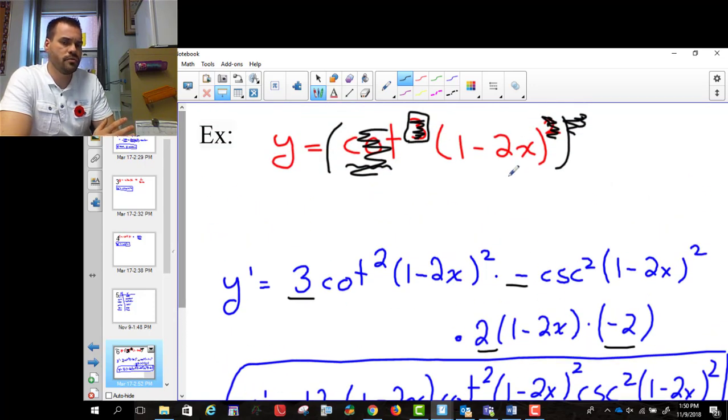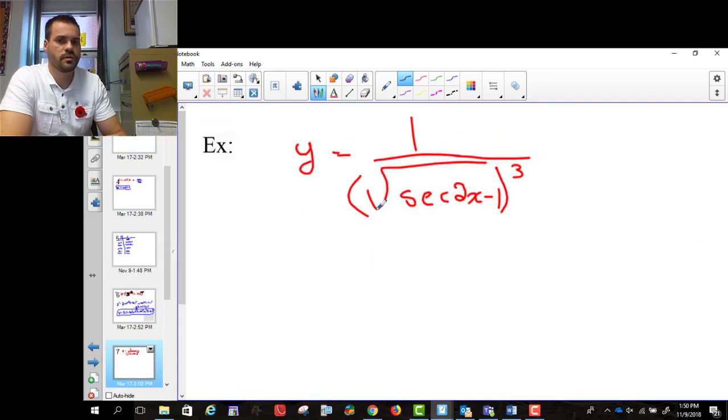We're still using the chain rule. We're still using power rules and those sorts of things. It's just that we have these new functions to deal with, all right?